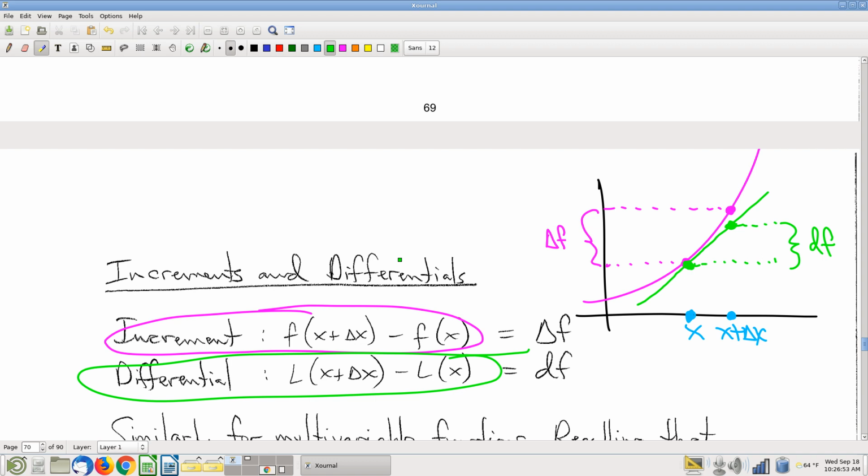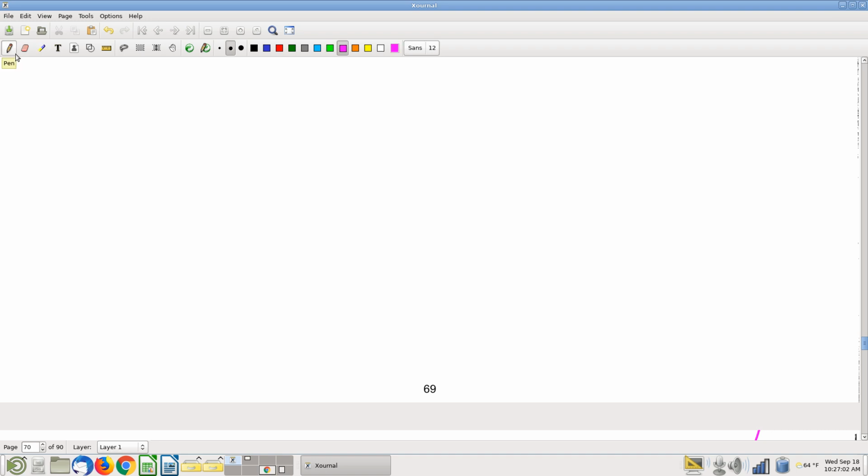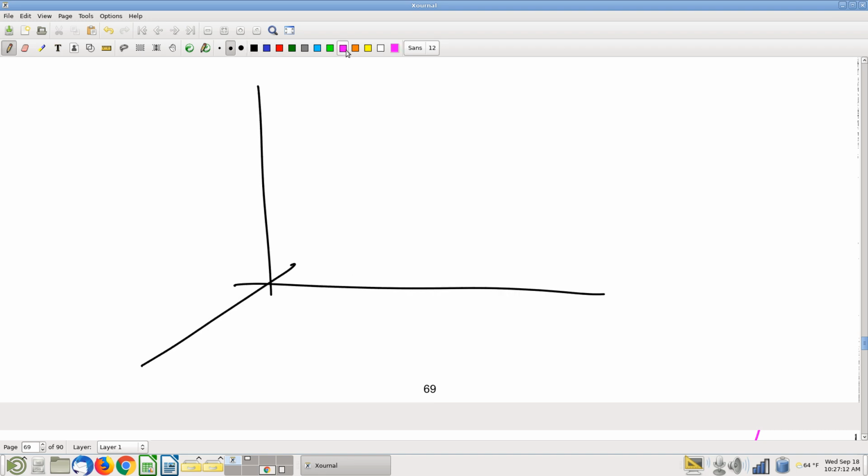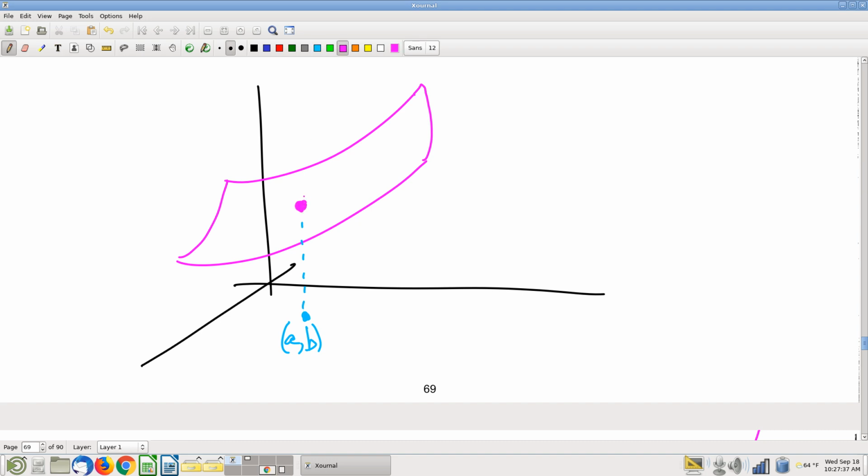I guess I'll give it a quick try, but this is going to be a significantly inferior picture, drawing a graph of a function and its linear approximation. But here we go. So the function might be doing something kind of like this. Right? At some point down here in the domain, I'm going to call that point (a, b). Right? And you can talk about the value of the function at that point. Sitting over that point, the function has some value.